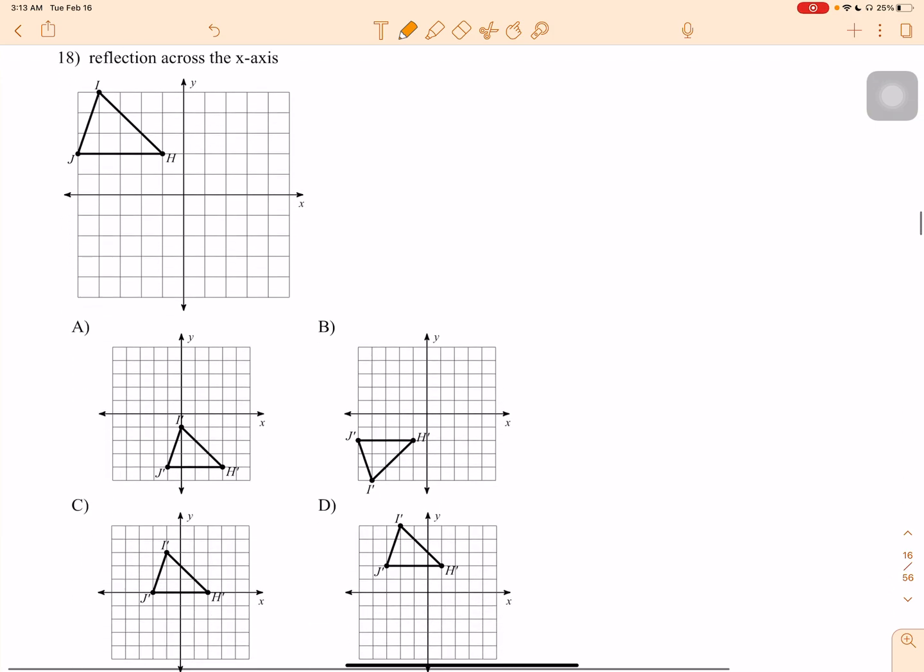There's another reflection, except this time it is across the x-axis. So same exact idea, you're just going up and down now rather than left to right.